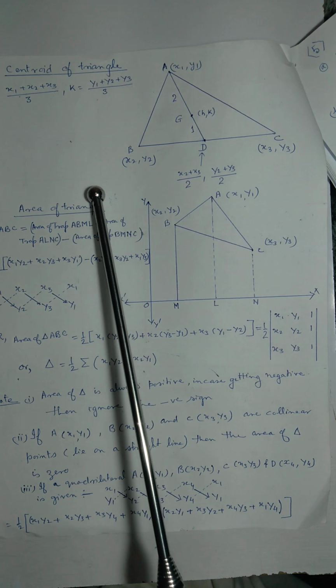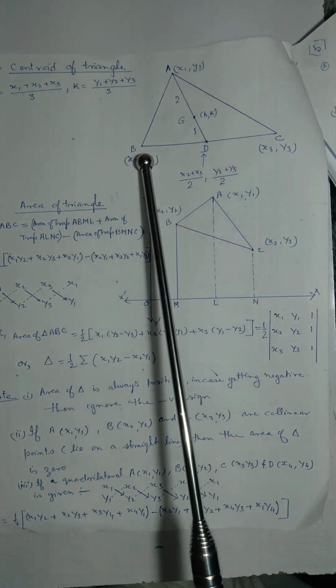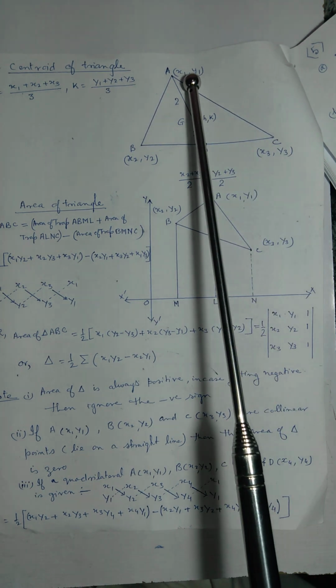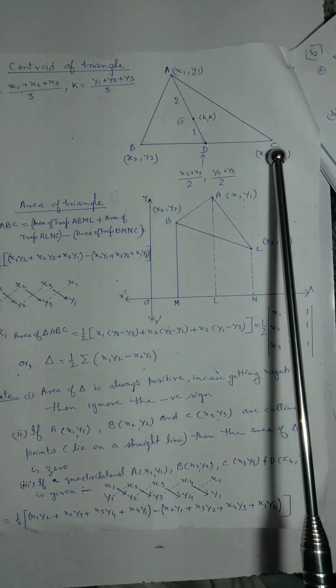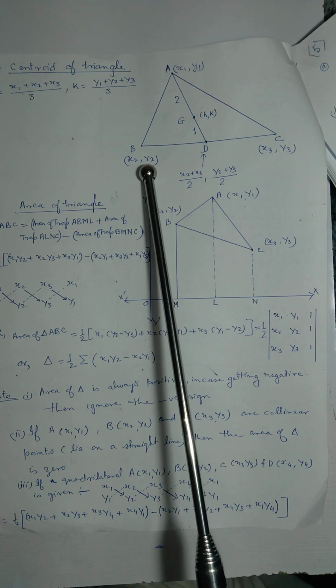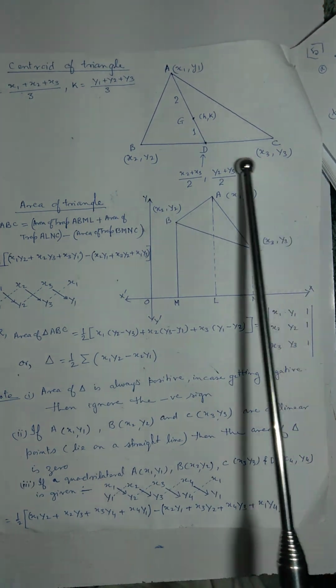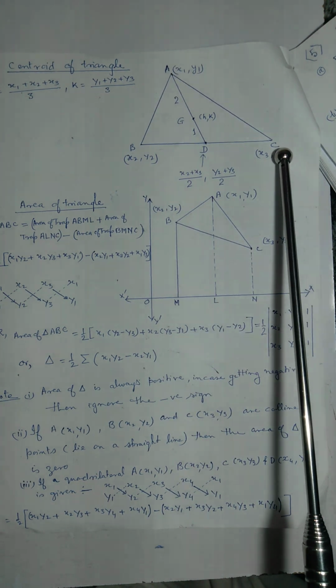You see, what is the centroid? ABC is a triangle. The coordinates of A, B and C are given, that is x1, y1, x2, y2 and x3, y3. First of all, you find the midpoint.